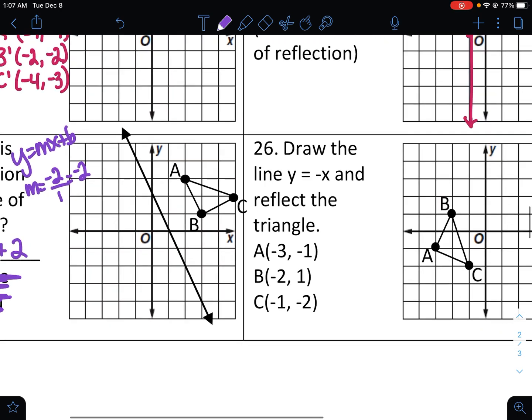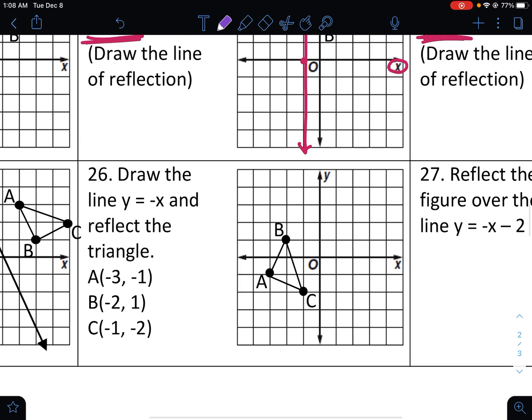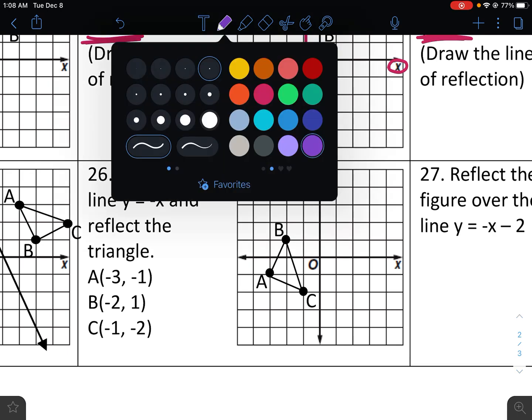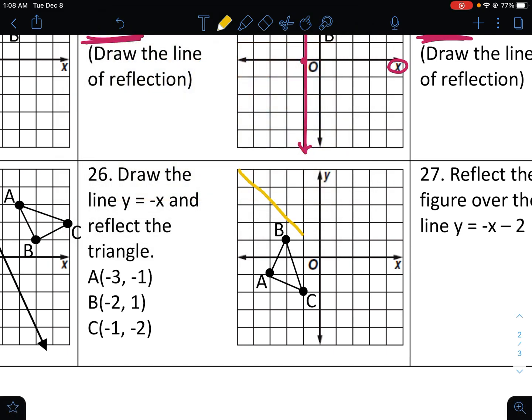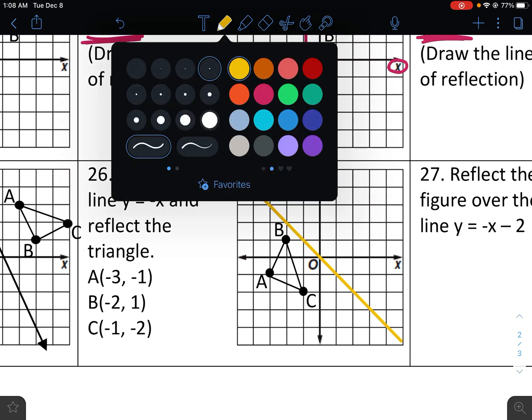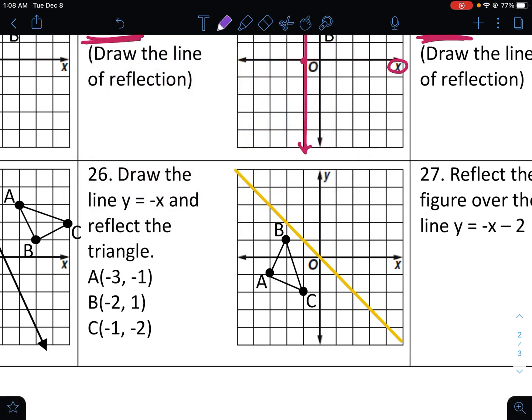All right, number 26. Draw the line y equals negative x and reflect the triangle. I've already shown you how to do this. You have notes on how to do this. But just in case you forgot, this is what the line looks like. Don't forget you can use the rule. The rule is x, y, and then they're going to switch places and become opposite. So you can finish that on your own.